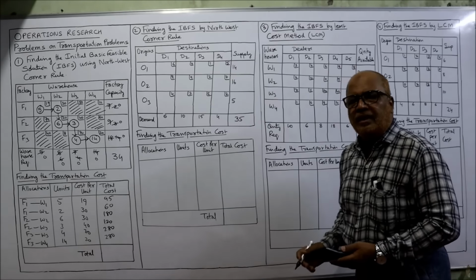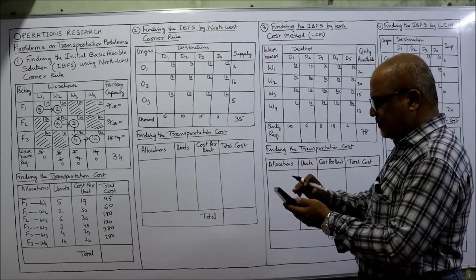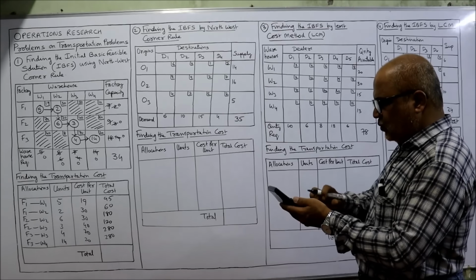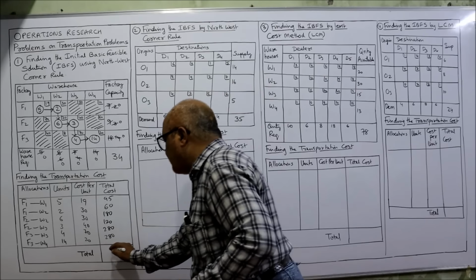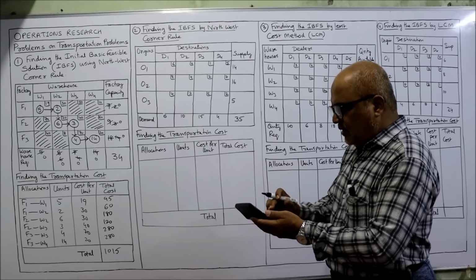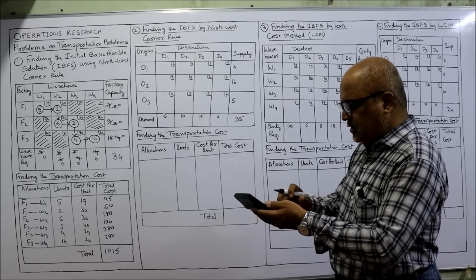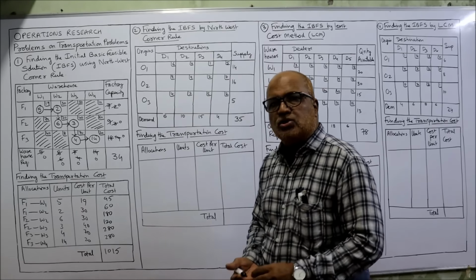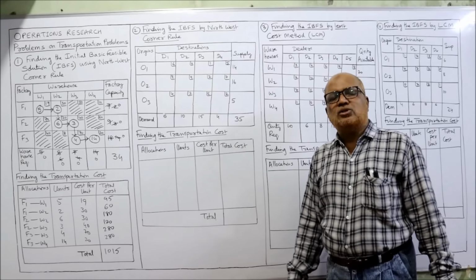That's all. Now simply take the total. 95 plus 60 plus 180 plus 120 plus 280 plus 280. It comes to 1015. That's all. Verify again. 95 plus 60 plus 180 plus 120 plus 280 plus 280. It comes to 1015. This is the total cost of making these allocations. First problem on northwest corner completed.